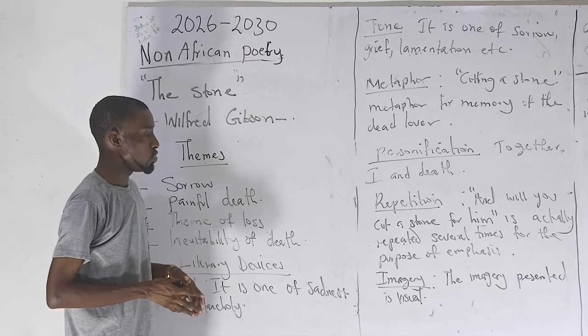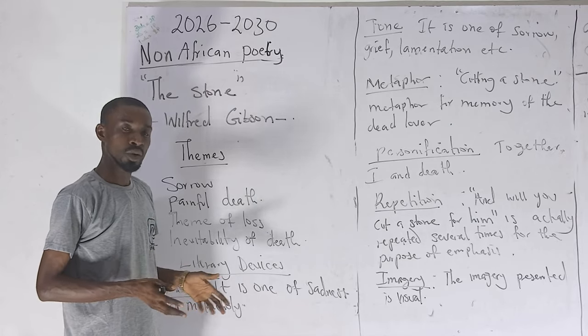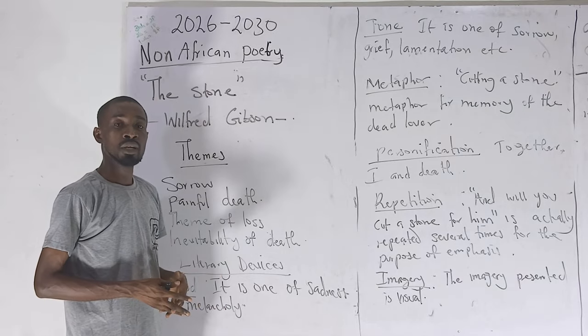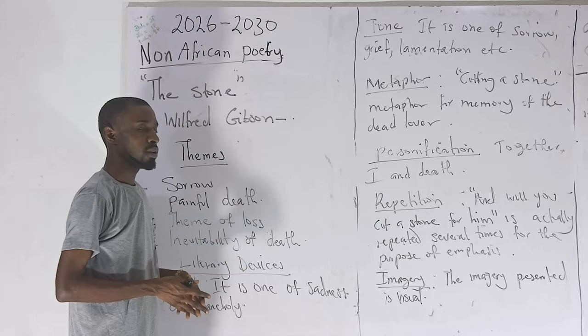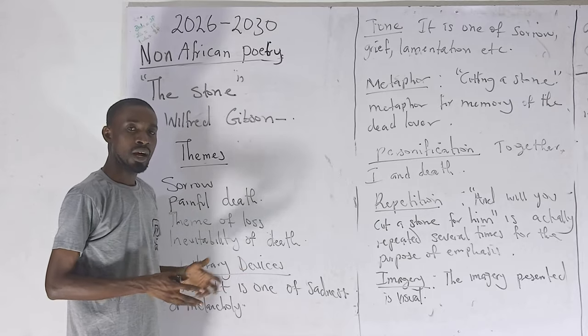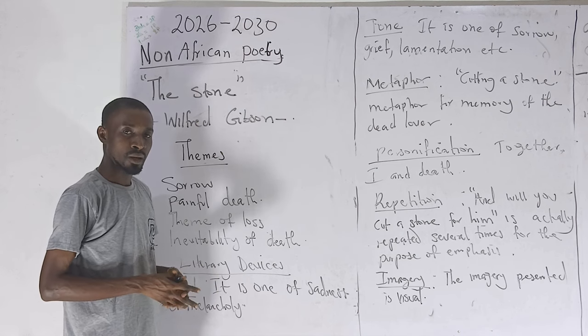Now let's look at imagery. The imagery predominantly used in the poem is visual. What is visual imagery? That which actually creates mental pictures in the minds of the readers. That's that for The Stone by Wilfrid Gibson. So in our next poem, we're going to be looking at The Priest Known Still by Wilfrid Wilson Gibson.